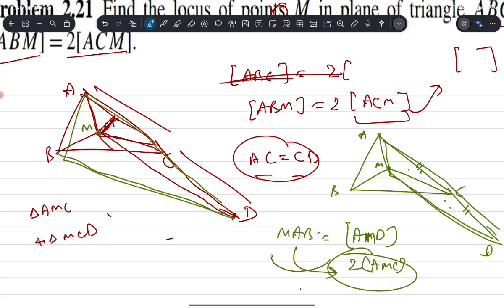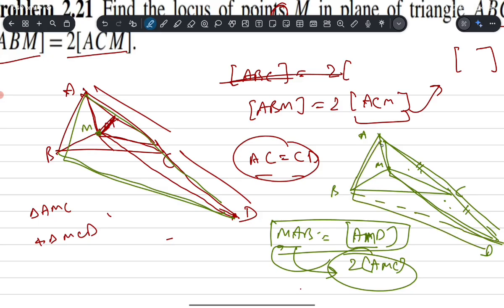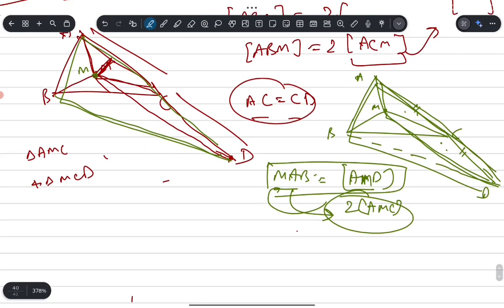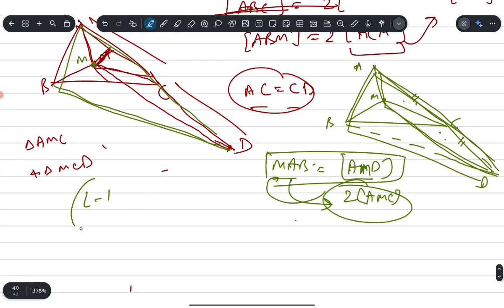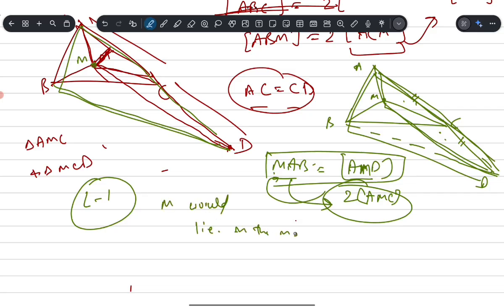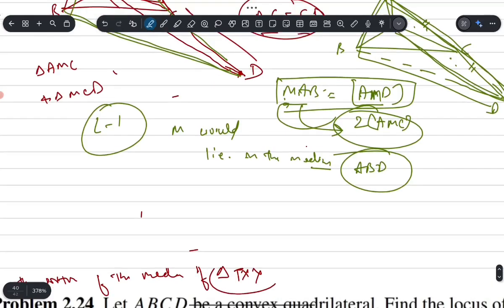So from here, we got to a condition that we are familiar with. So MAB equals AMD. That is sweet, right? So we'll join instead this part and we'll deal with this bigger triangle. I hope you're able to deal with it now. It's easy to comment from lemma 1 now, right? We know that M would lie on the median of which triangle? Not ABC, ABD. I hope this is clear.